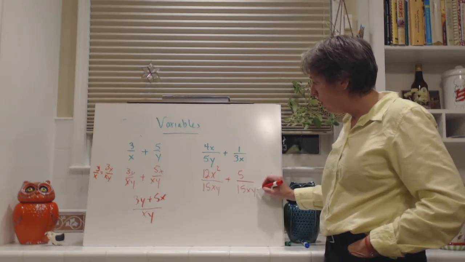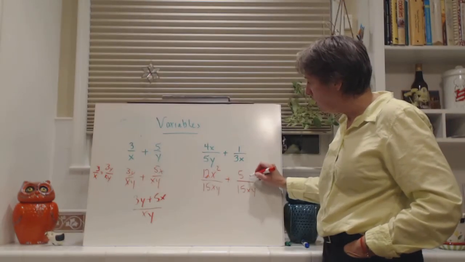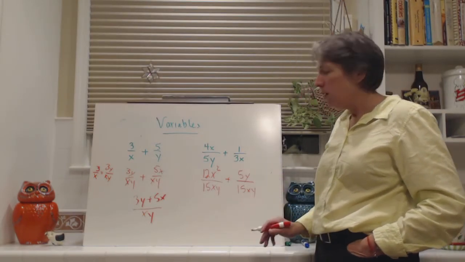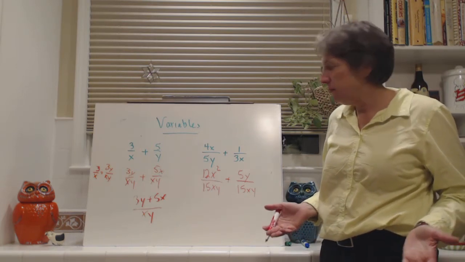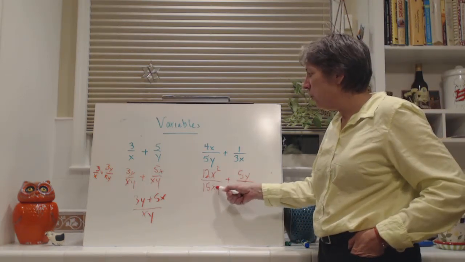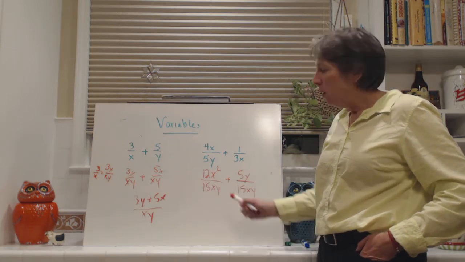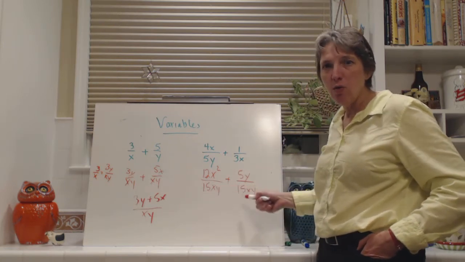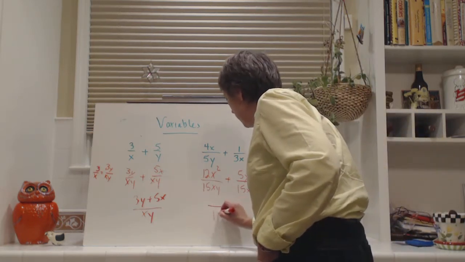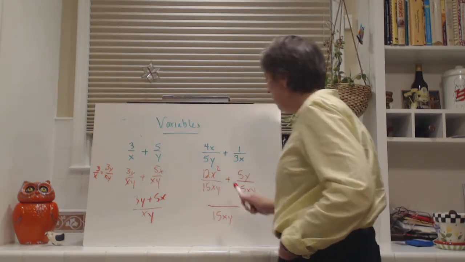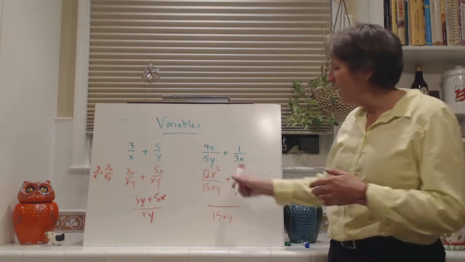So x goes into that, what, y left over, so y times 1 is y. Now we can't leave it like this because it's 12x squared over 15xy plus 5y over 15xy. We're going to write this up. We can write this over one fraction, which is 15xy.